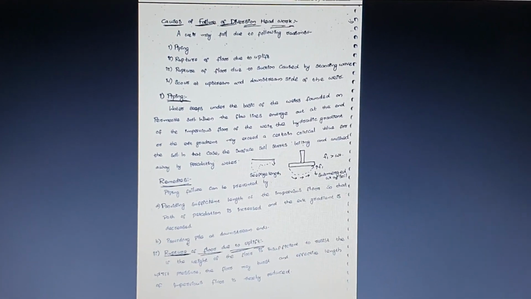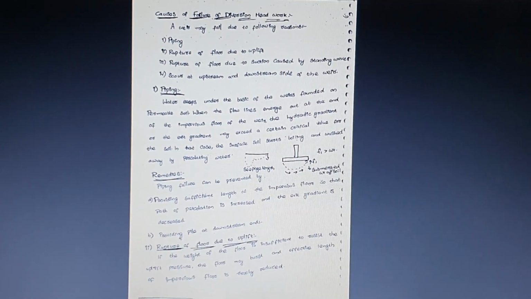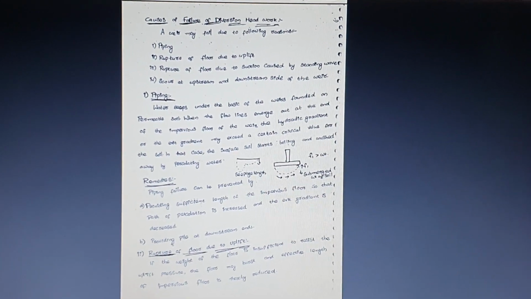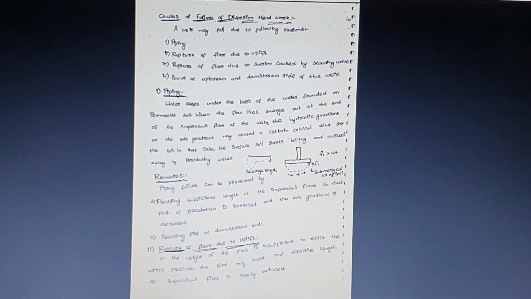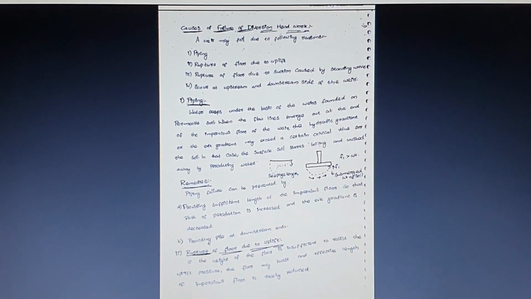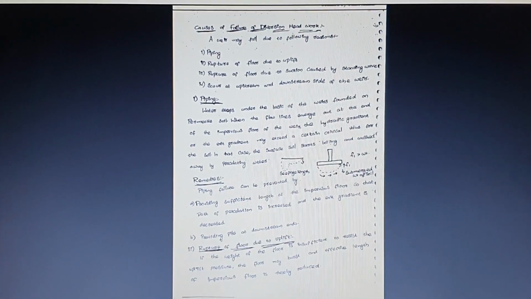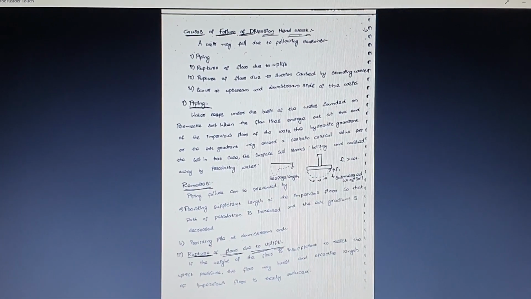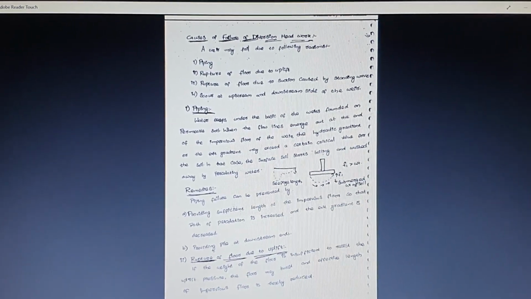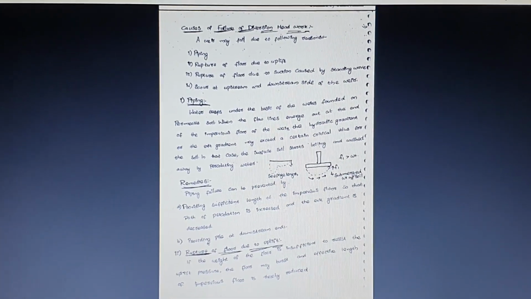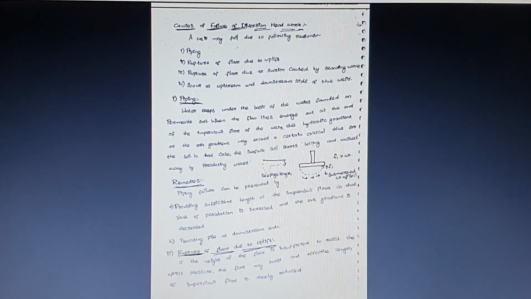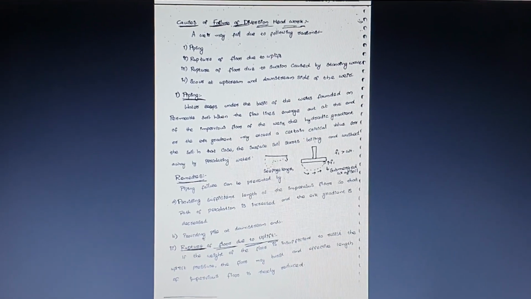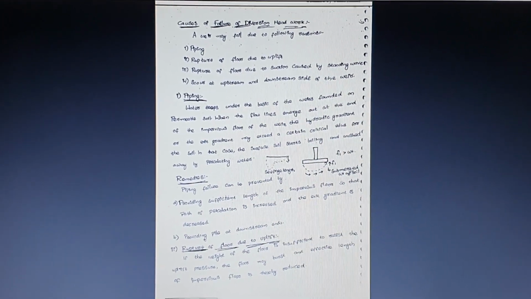First one is piping, second is rupture of floor due to uplift, third is rupture of floor due to suction caused by standing wave, and the fourth is scour on the upstream and the downstream end. First we will discuss what piping is. Piping is the flow of water through pipe-like channels along the foundation or along your weir, easing the flow of water from the upstream end to the downstream end. What you can see here is that water seeps under the base of weirs which are founded on permeable soil.